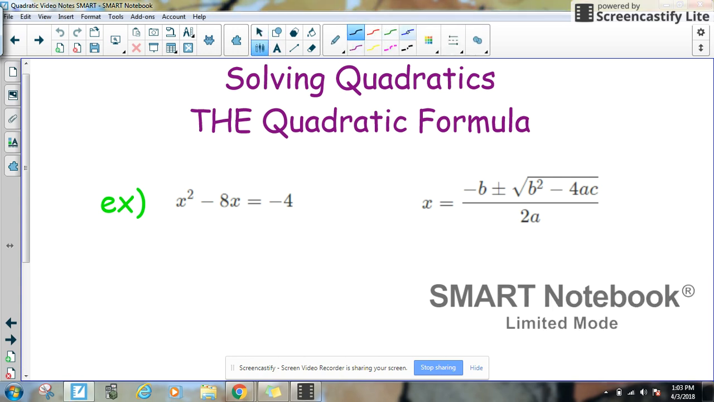Hey, Algebra, Mr. Schacter back at you with another example of using the quadratic formula. This time, things are going to get a little messy, so not everything works out nice and clean, as we know. Let's apply the formula to this example.